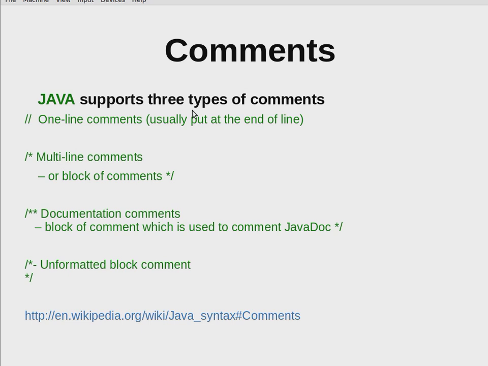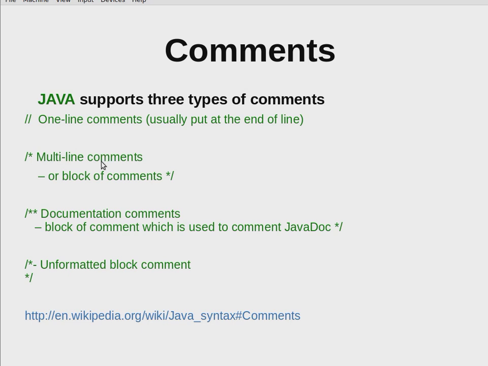So these are only for humans who are reading this source code. In Java, there are three standardized types of comments. One starts with a double slash, which means everything after these two slashes is a comment till the end of the line or line break. Then there is the so-called block comment, which starts with slash star and ends with star slash. In Java, you cannot put a comment inside a comment.